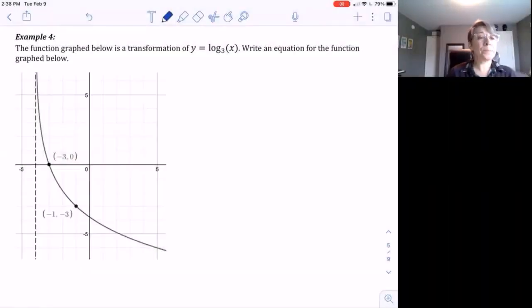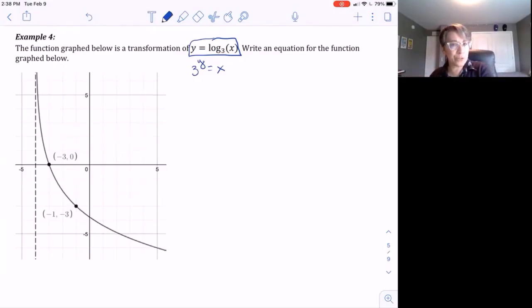So in this example, they're giving us a function graphed that is a transformation of this parent function, y equals log base 3 of x, and we can rewrite that as 3 to the power of y equals x. They want us to find the equation for the function graphed below. So remember, we did this with exponentials, and sometimes it's a little give and take. We kind of see how the original function is transformed, and we take the graphed function and have to go backward.